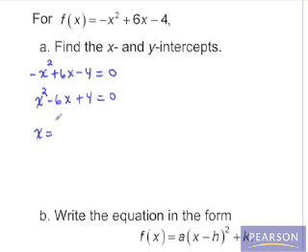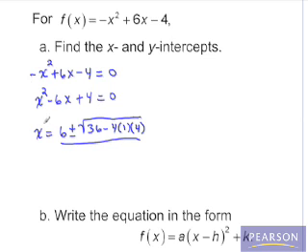Using the formula, we have x equals negative b. B is negative 6, so negative b would be negative negative 6, or positive 6, plus or minus the square root of b squared. Negative 6 squared is positive 36, minus 4 times a, which is 1, times c, which is 4, and that's all over 2 times a. 2 times 1 is 2. Simplifying further, we have x equals 6 plus or minus the square root of 36 minus 16, which is 20, all of that over 2.